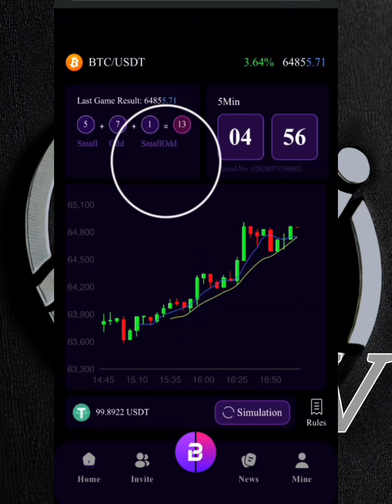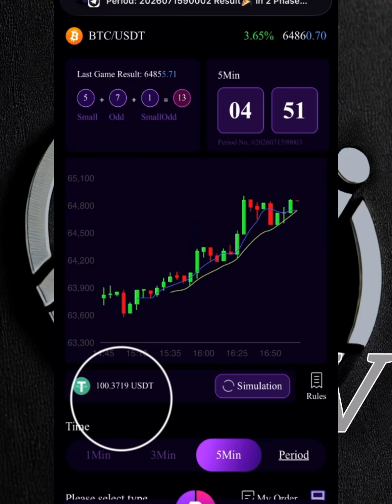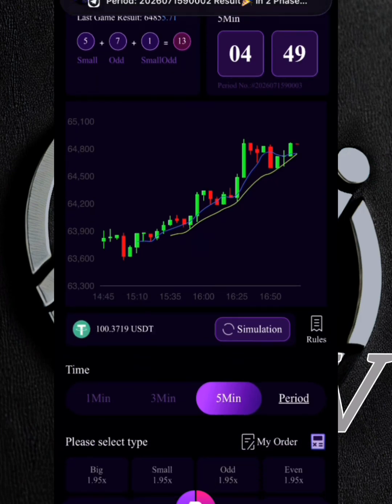As you can see, my current balance has increased to cover the loss I incurred in the last round, and then I made a small profit on top of it again. So another signal will be dropped in the signal group. The next signal we were given was to trade small again.